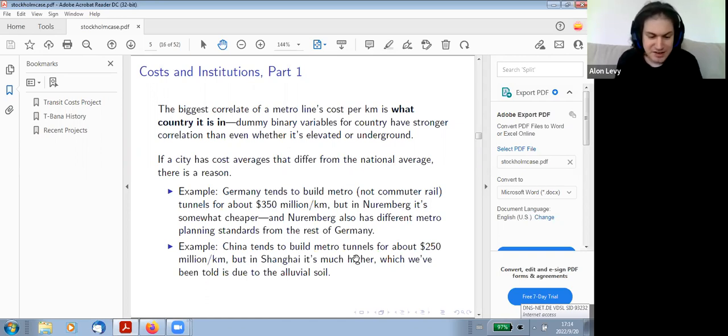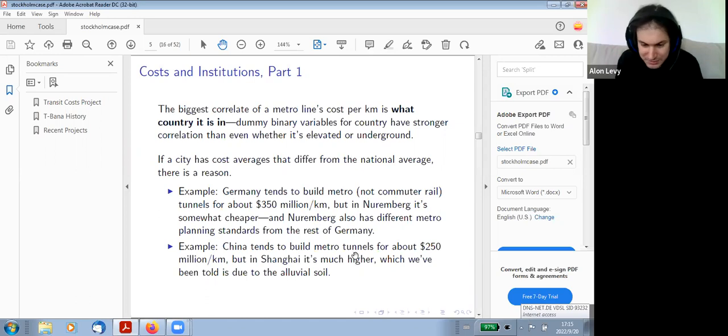However, Shanghai has alluvial soil. Shanghai is kind of the Netherlands of China, both in the sense of geology and in the sense of being, partly because of its location, historically the wealthiest part of the country. And in Amsterdam, there have been problems with building metros that are not purely institutional. The soil, the alluvial soil, is terrible for metro building.